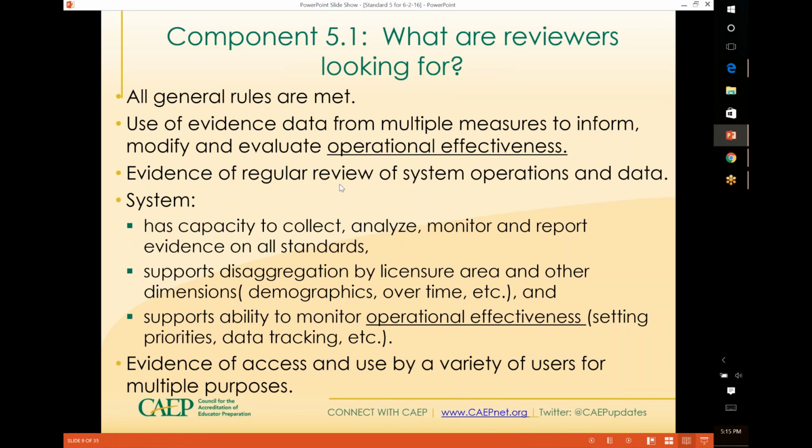They're also going to look for evidence of regular review of system operations and data. They're going to look that your system has these capacities, that you can collect, analyze, monitor, and report evidence, that you can disaggregate data, as you can see, other dimensions, demographics, over time, etc., and that you can monitor your operational effectiveness by setting priorities, tracking data, etc. And as it says here, they want to find evidence of access and use by a variety of users for multiple purposes. So this isn't something that just your assessment coordinator, for example, would have access to and would be using on a regular basis.